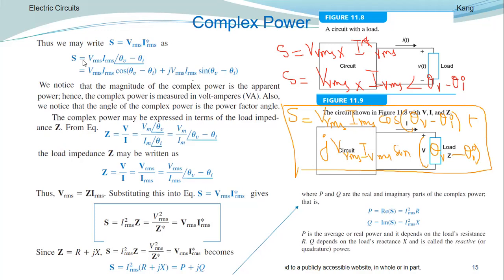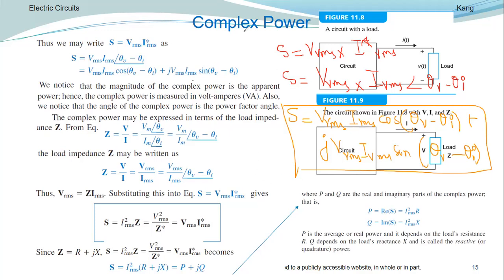Okay, so the magnitude of complex power is the apparent power, and the complex power is measured in volt ampere. So you have to remember that the unit to measure the complex power is volt ampere. Also, we have to notice that the angle of complex power is the power factor angle. So we have to write this parameter in Z.